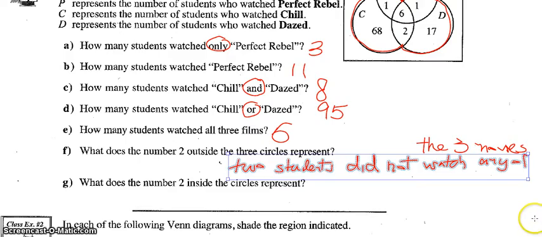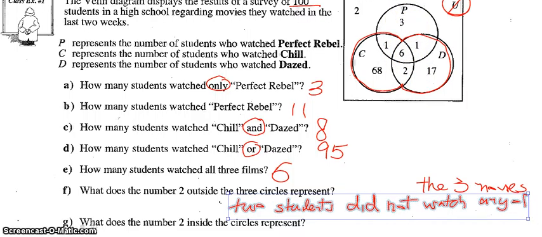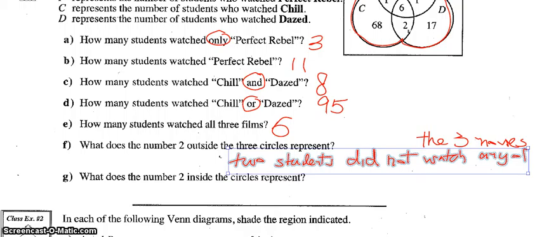What does the number 2 inside the circle represent? Okay, inside the circle, there's a 2 there. What's interesting in C and D, however, is that it's outside P, right? Now, for 2, you just can't say it's the 2 students who watch C and D. Well, because that's not enough, right? If it's just between C and D, well, 2 and 6, they both watch C and D. But they are not in 6 because they didn't watch P. So the 2 inside means they watch C and D, but not P.